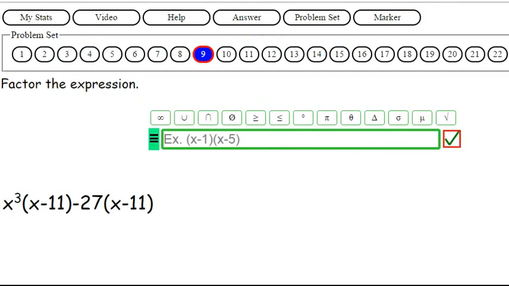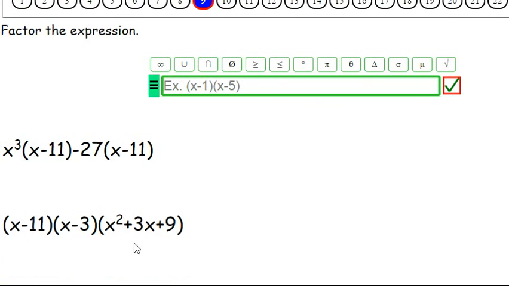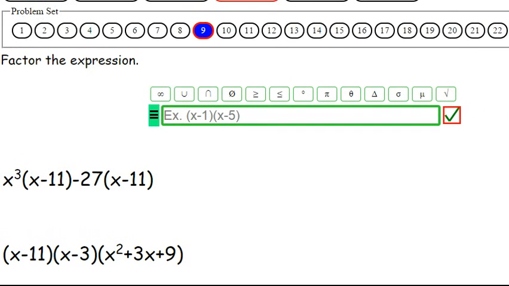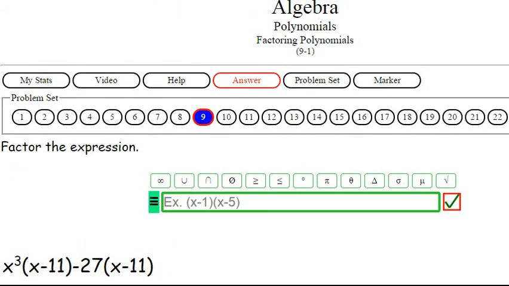All right. So let's see what we got going on here. We got x minus 11, x minus 3, x squared plus 3x plus 9. Wow. Right. That's what we had, wasn't it?